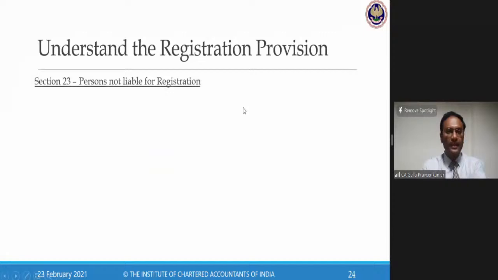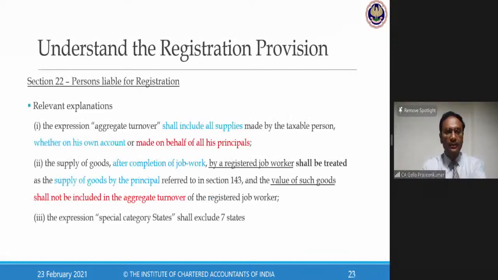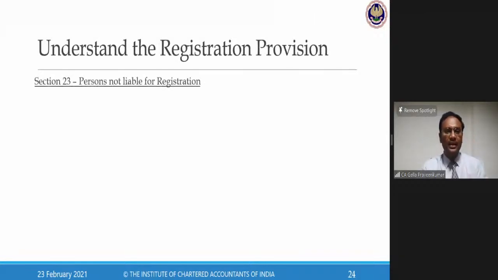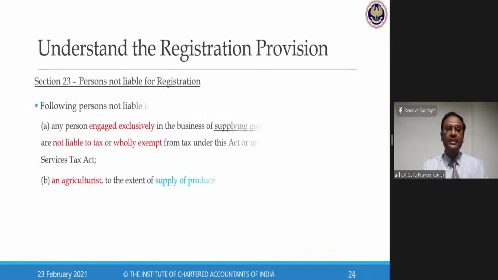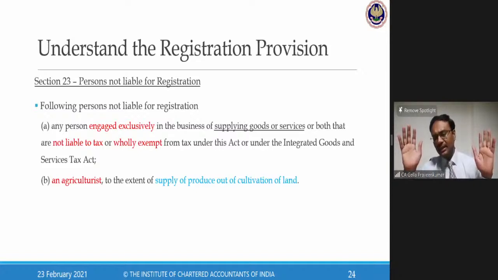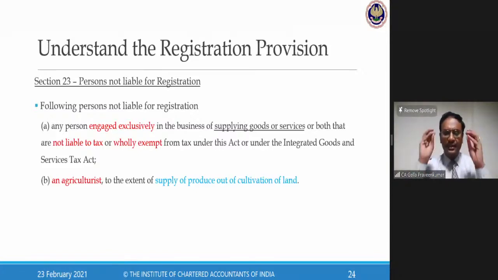Next, moving on. We have understood who are the persons liable for registration. Now, section 23 is one provision which is like Vajrayuddha. Once you have section 23 strongly embedded in your mind, you can say who should not register for the purpose of GST under section 23.